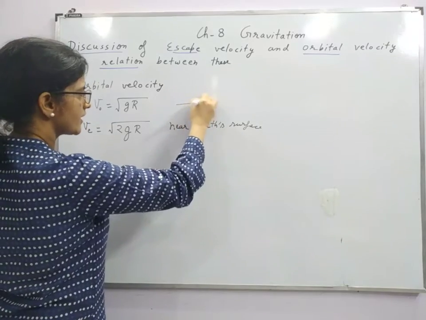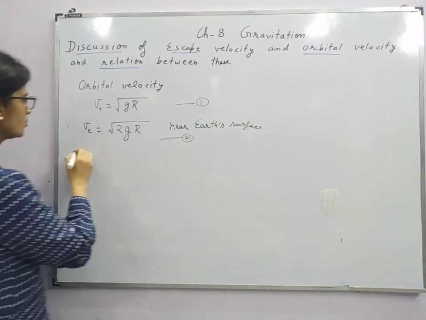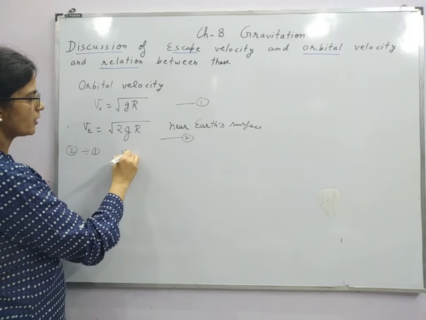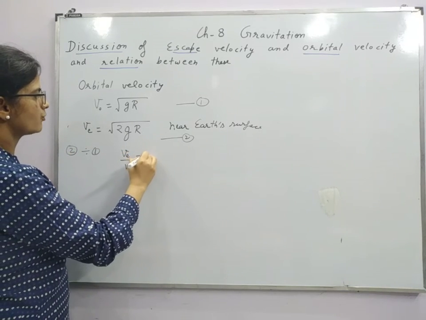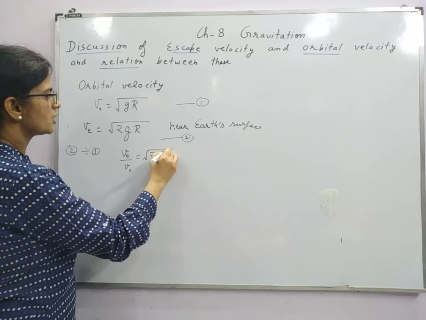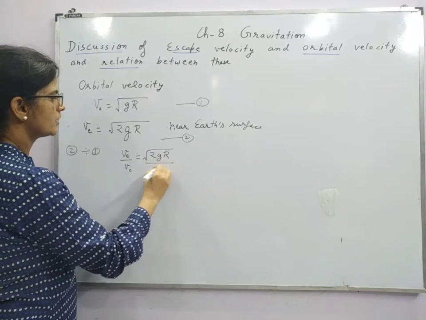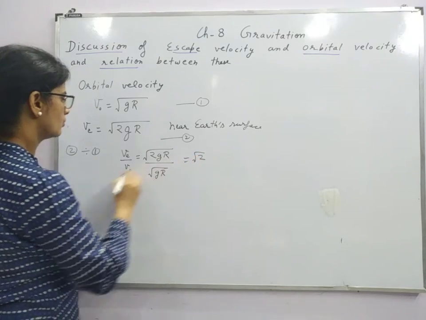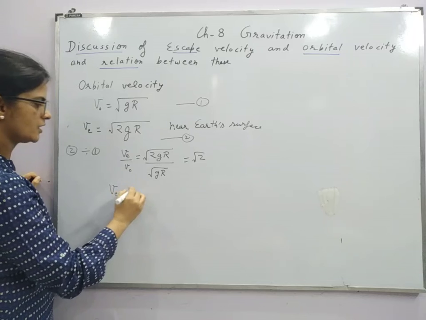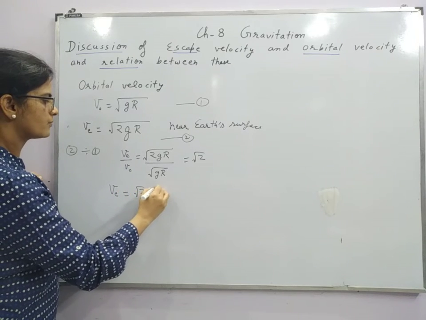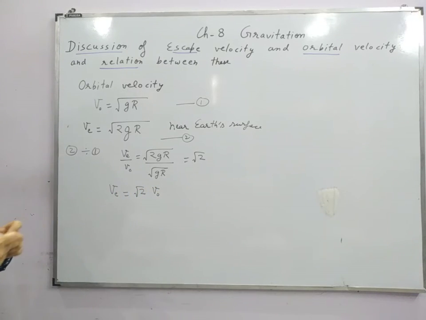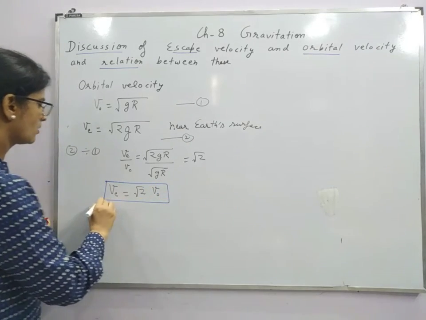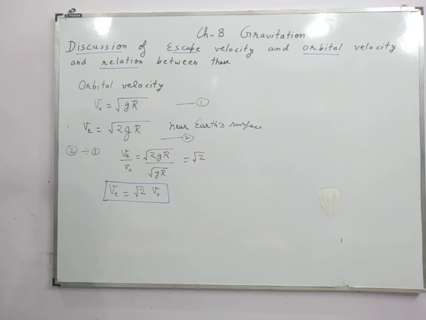So if we consider this as our equation 1, this as our equation 2, so 2 divided by 1 gives us VE upon V naught is equal to under root 2gR upon under root of gR. So this gives me under root 2. So you can say that VE is equal to root 2 times V naught. So this is an important relation between the escape velocity and the orbital velocity.